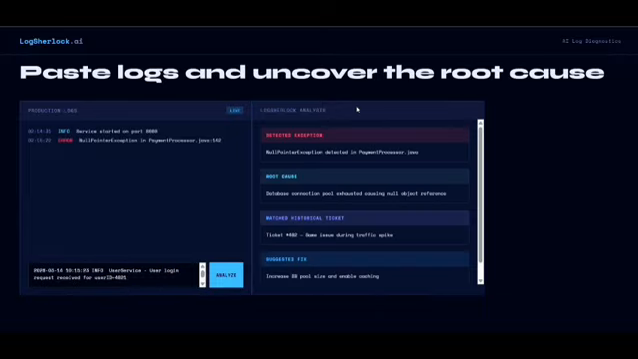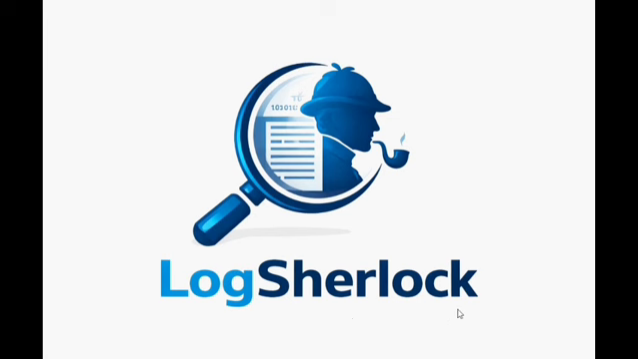Step 1. First, it detects the critical exception in the logs. Step 2. Next, it performs root cause analysis by identifying patterns such as database connection pool exhaustion. Step 3. It then searches historical incidents using a vector database to find similar past failures. Step 4. Finally, it suggests a practical fix based on previous successful resolutions.